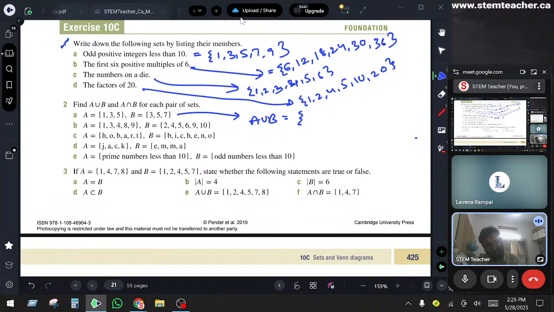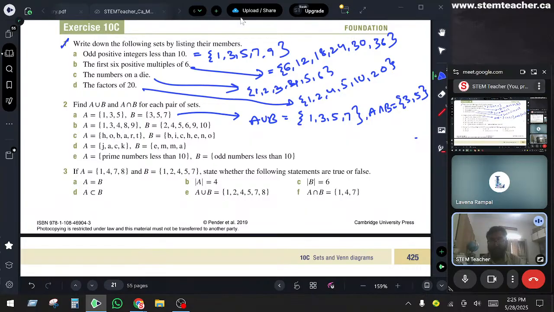You tell me now. What is A union B? Union does not mean only common. Union means write everything: 1, 3, 5, 7. If an element is repeated, write it only once. A intersection B means common elements. What are the common ones? 3, 5. That's it. Okay.